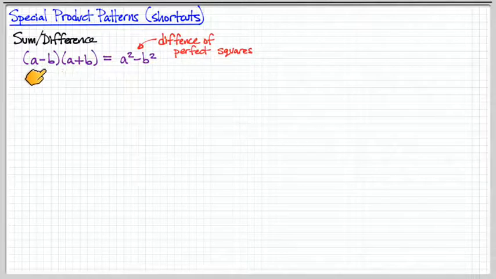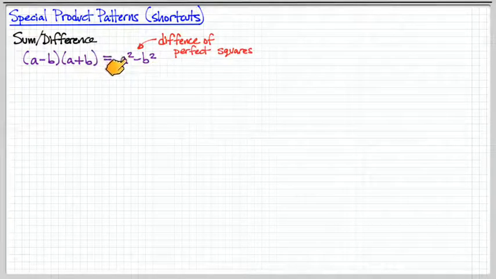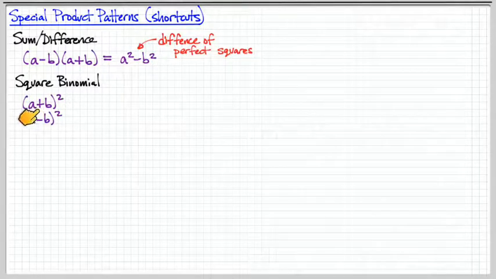Remember when we had conjugates that we multiplied? We actually created a conjugate version, and then we used this difference of perfect squares concept. So we've already seen this pattern. We've already seen this pattern as well.